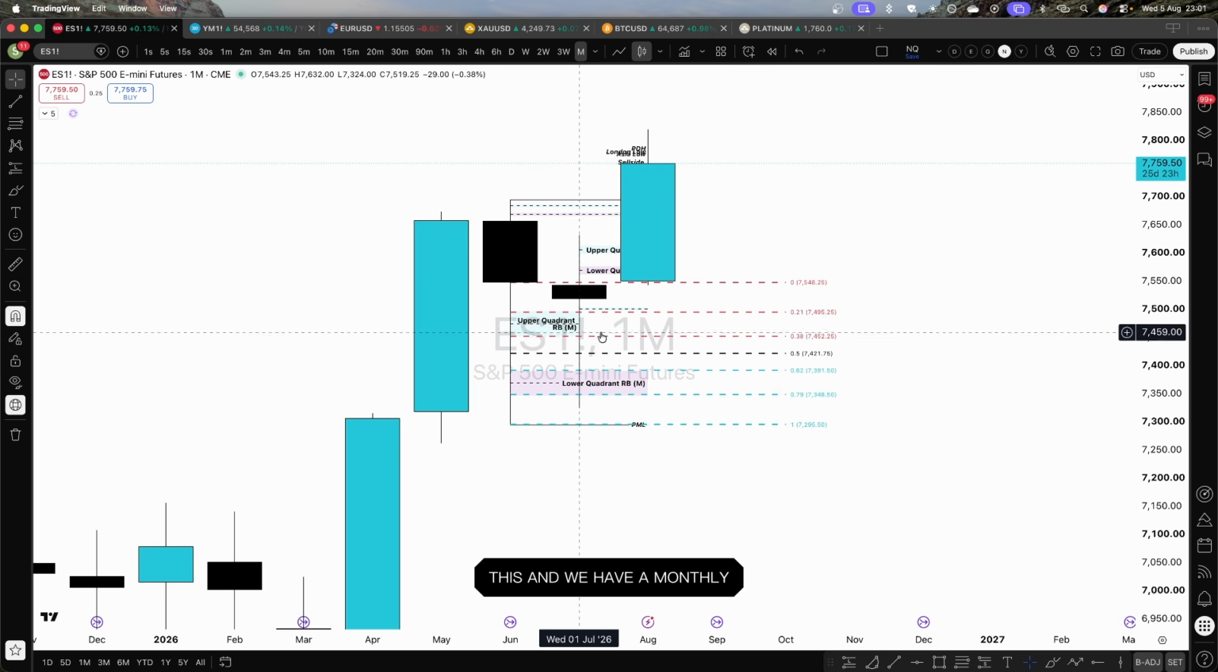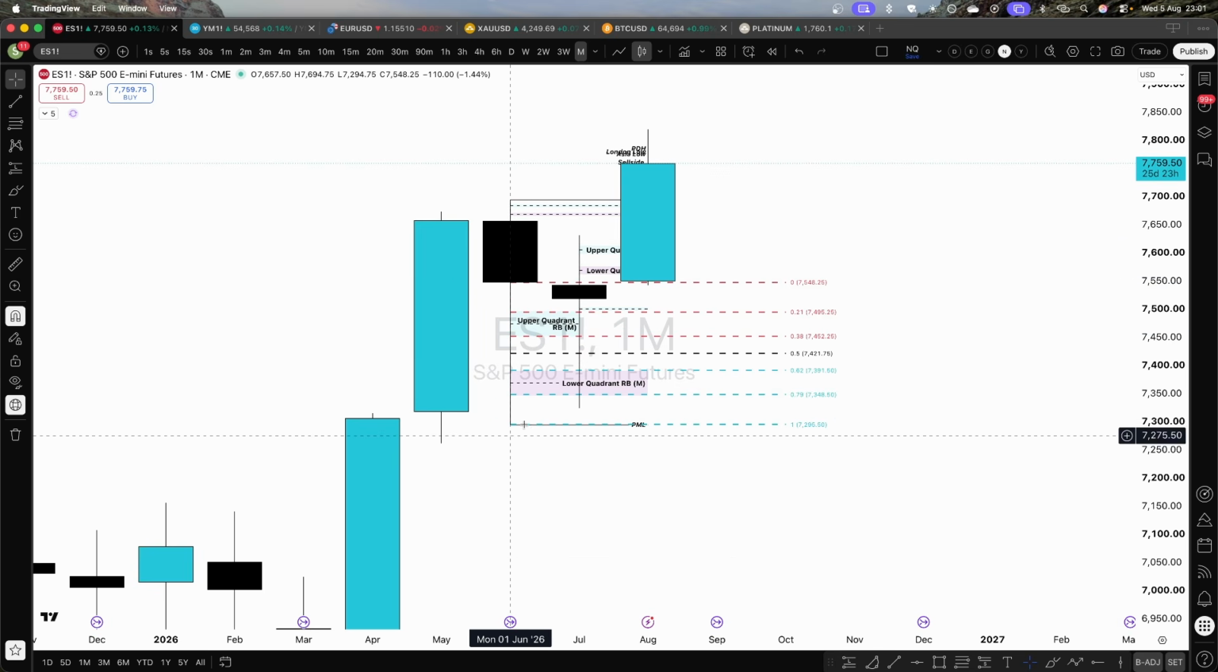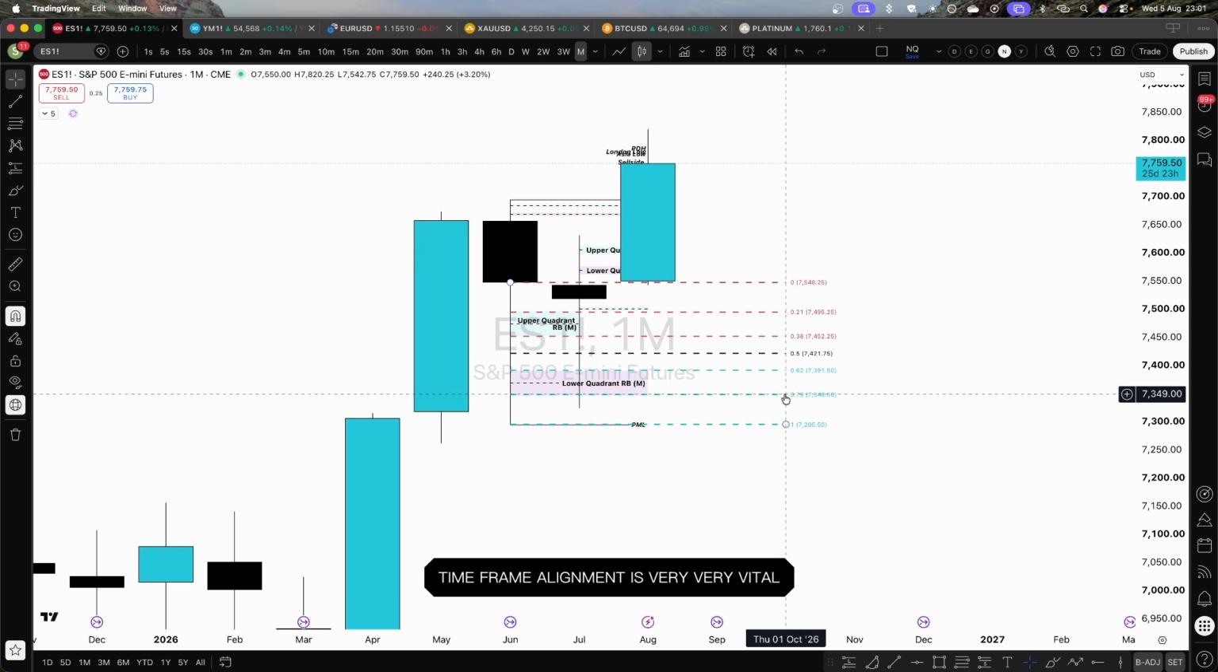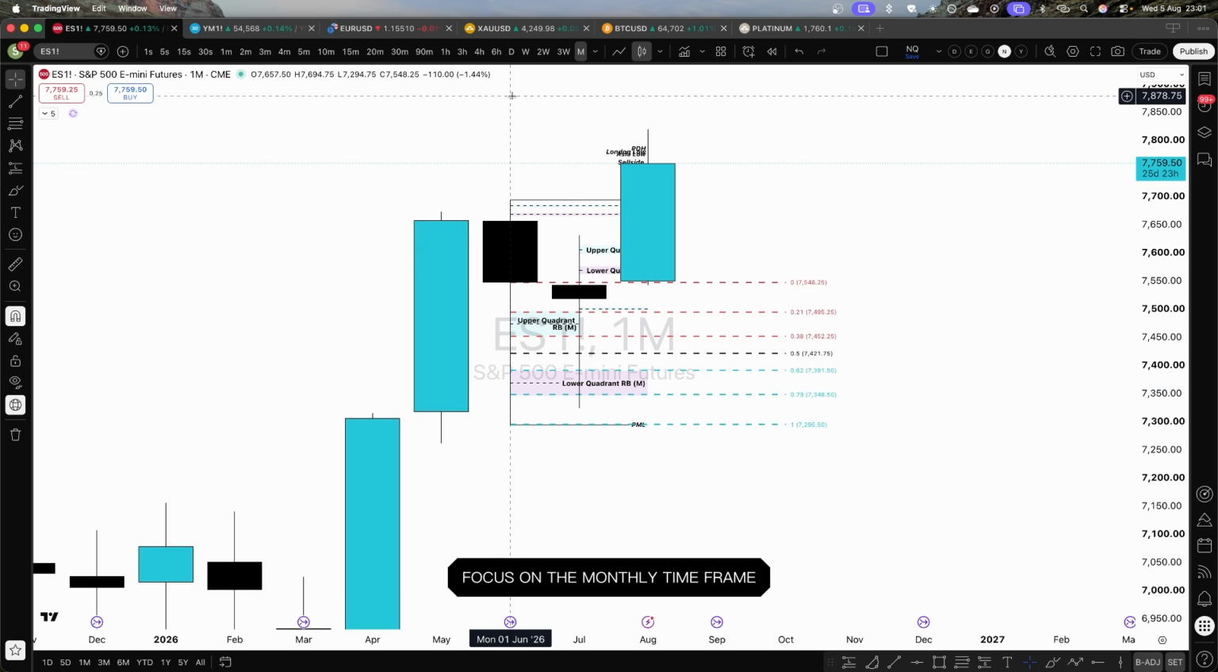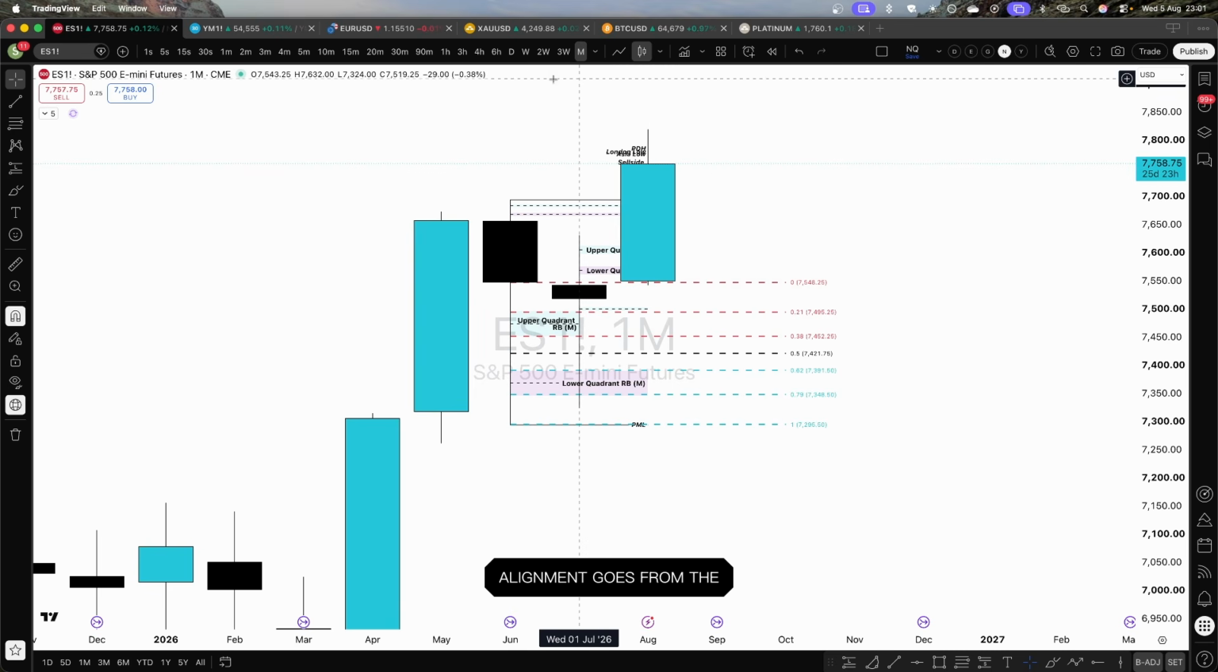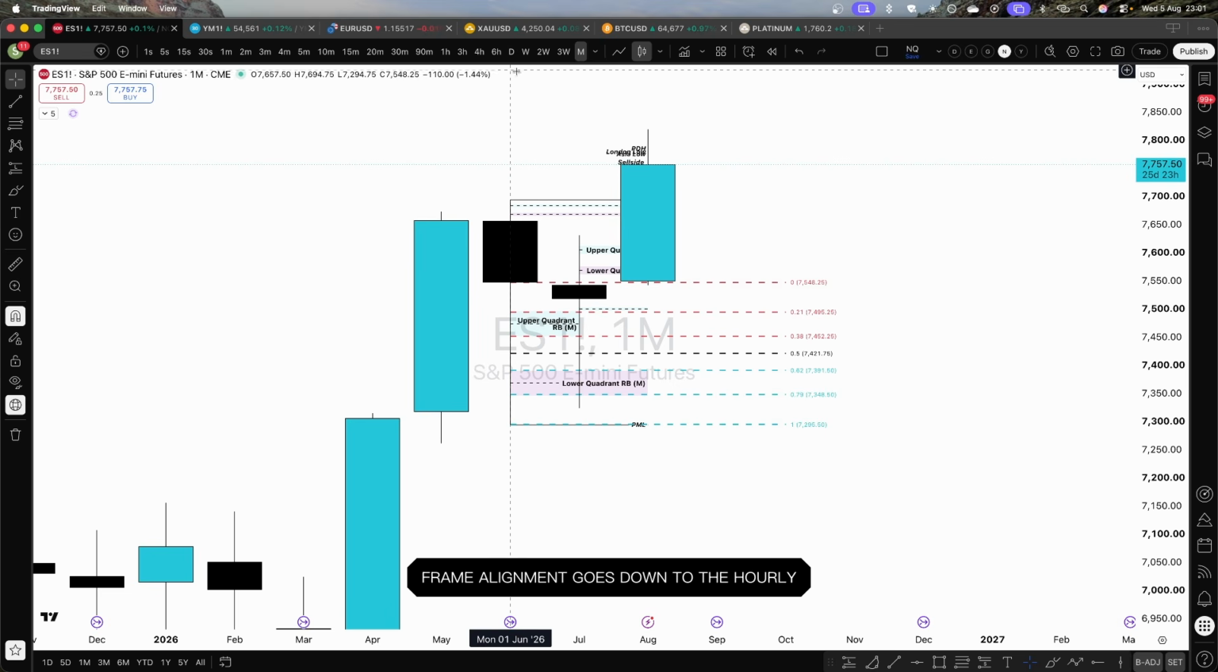Focusing on this, when we have a monthly wick, we have to understand time frame alignment is very, very vital. And I'm just going to focus on the monthly time frame alignment. Now the monthly time frame alignment goes to the daily, and then the daily's time frame alignment goes down to the hourly, and then the hourly's time frame alignment goes to the 5-minute, meaning they're all synchronized time frames.